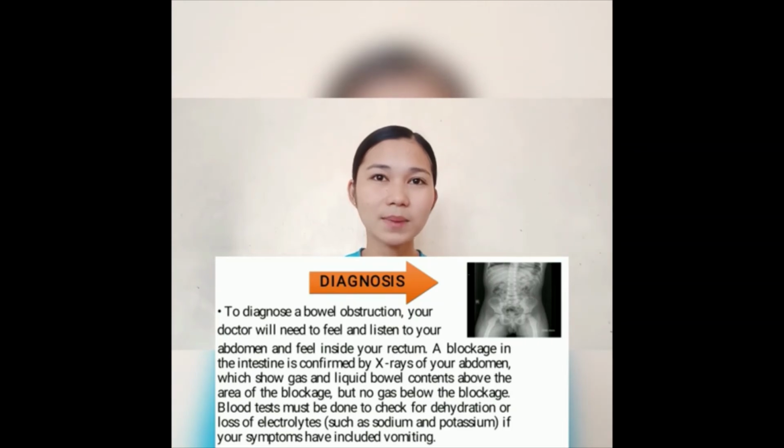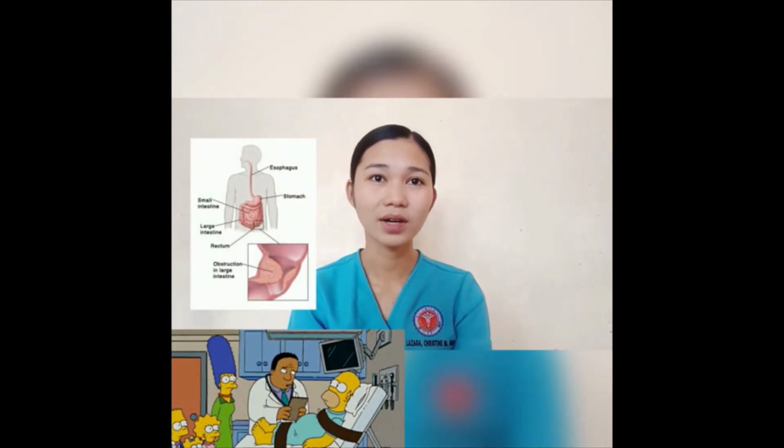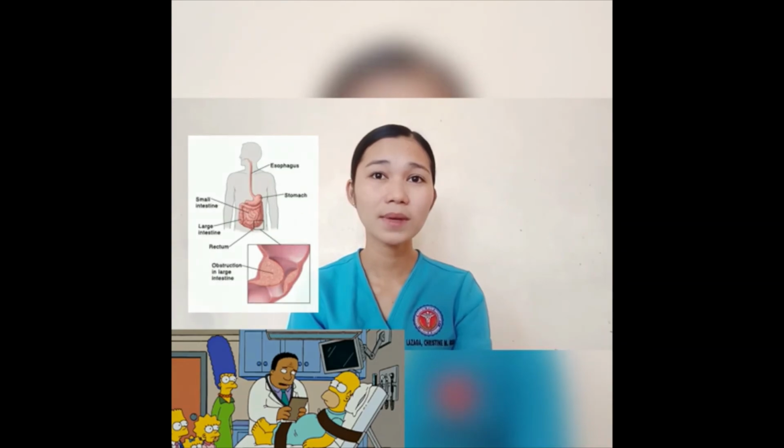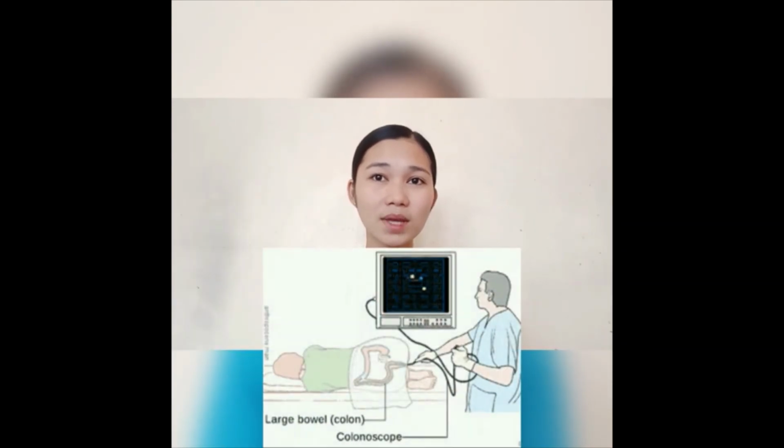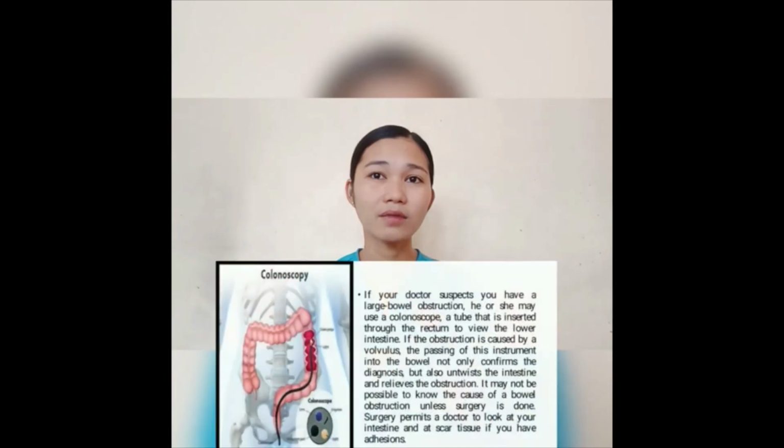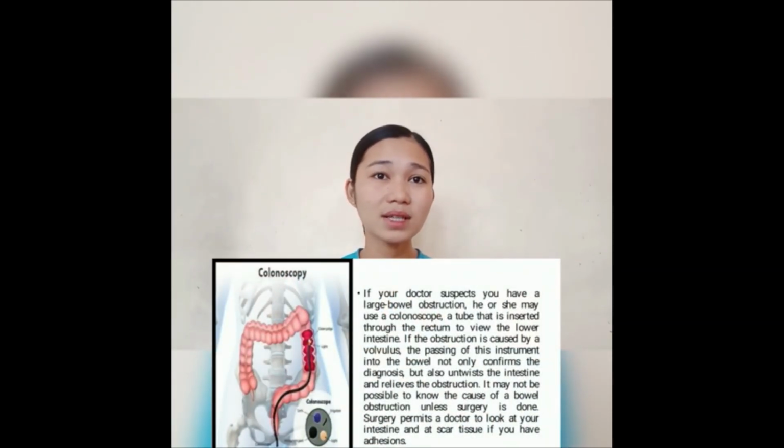Blood tests must be done to check for dehydration or loss of electrolytes such as sodium and potassium if your symptoms have included vomiting. If your doctor suspects you have a large bowel obstruction, he or she may use a colonoscopy, a tube that is inserted through the rectum to view the lower intestine. If the obstruction is caused by a volvulus, passing this instrument into the bowel not only confirms the diagnosis, but also untwists the intestine and relieves the obstruction.